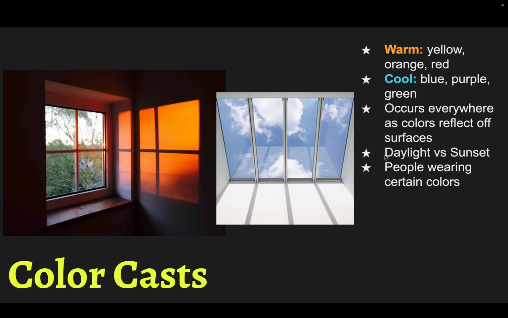So on top of that, like I said, daylight versus sunset, very different looks here. And then it also can happen from people wearing different colors and certain colors specifically. So we'll get into a couple examples, but I just wanted to further emphasize that of course color casts happen from different lighting sources. This can happen from natural light, artificial light, which we'll talk about, and also this can happen from literal colors reflecting off of surfaces like someone wearing a red shirt.